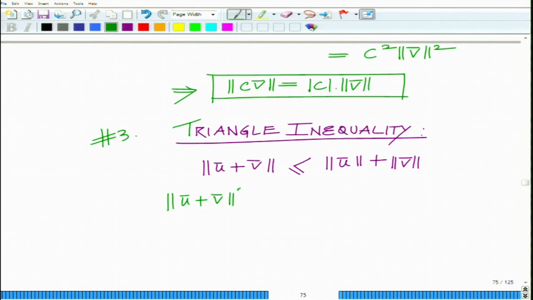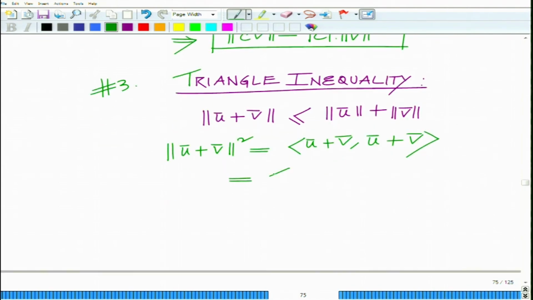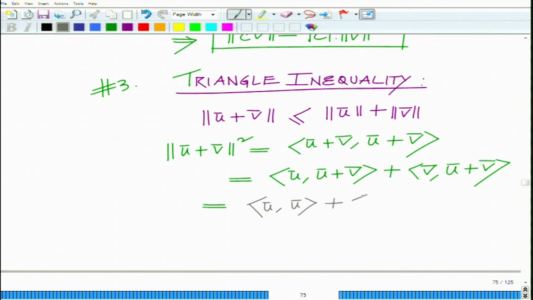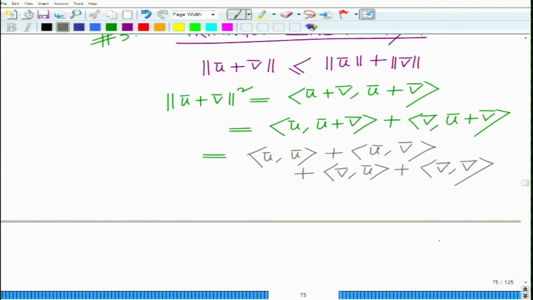If you look at norm u bar plus v bar square, that is the inner product of u bar plus v bar with itself, which is basically u bar inner product with u bar plus v bar, plus v bar inner product with u bar plus v bar, which is equal to u bar inner product with u bar, plus u bar inner product with v bar, plus v bar inner product with u bar, plus v bar inner product with v bar, which equals norm u bar square plus twice the inner product between u bar and v bar, because the inner product of v bar and u bar is the same as the inner product of u bar and v bar, plus norm v bar square.